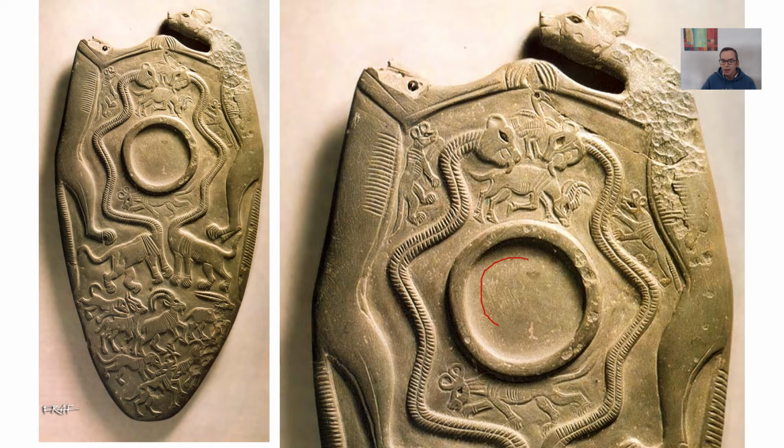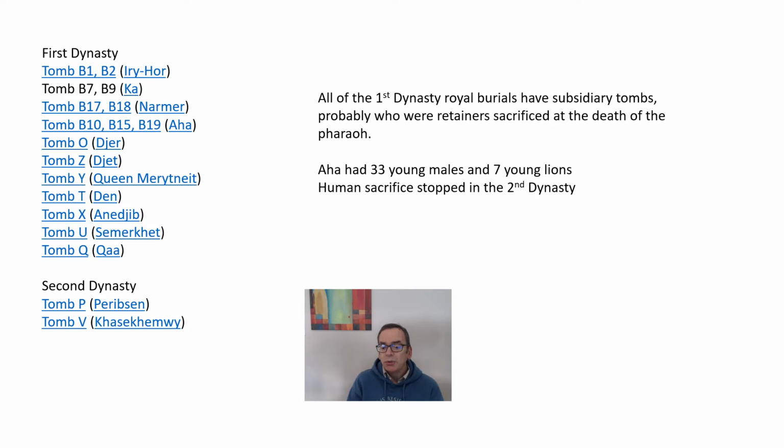Now, one thing to note here, and this is the back side of the palette. So what I should have pointed out in the Narmer Palette is this round circular area. Maybe this is where you would mix makeup, like a palette for makeup. It's not clear, but a lot of these palettes have the same type of little circle in the center. So we're talking about the early dynastic period where you start to have kings.